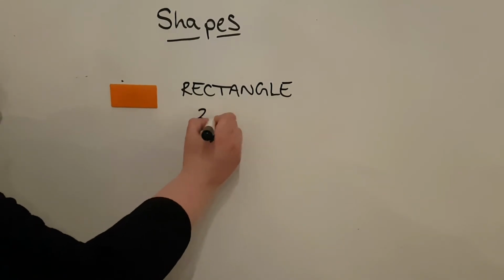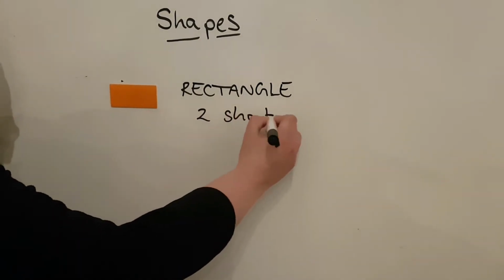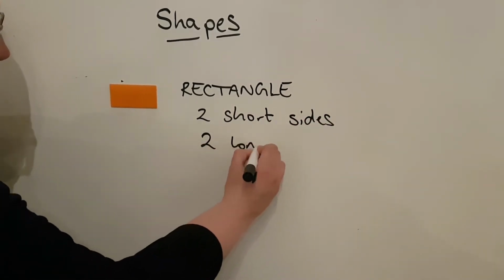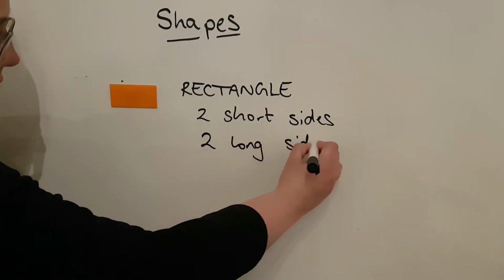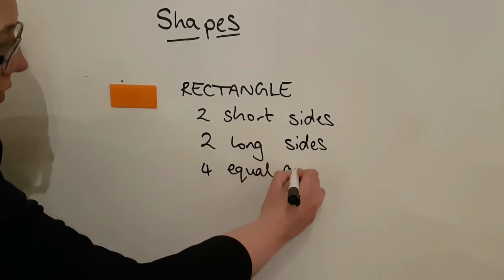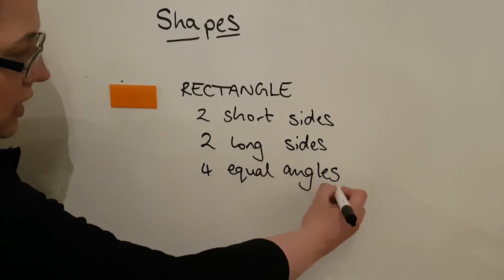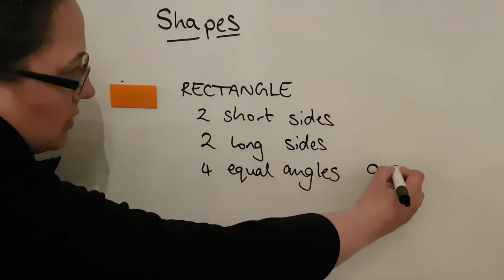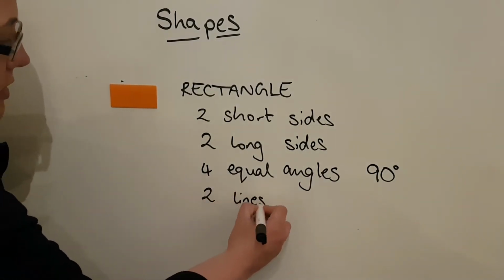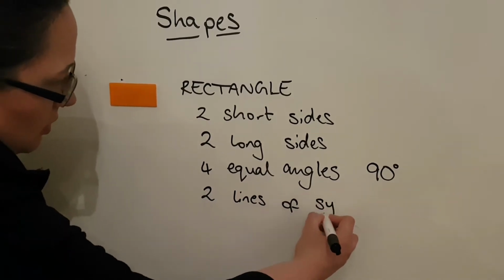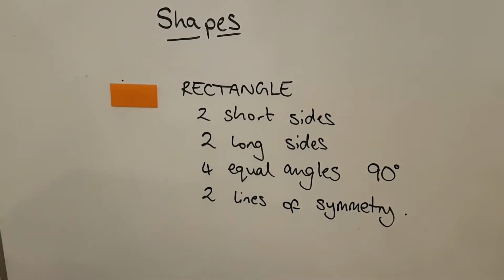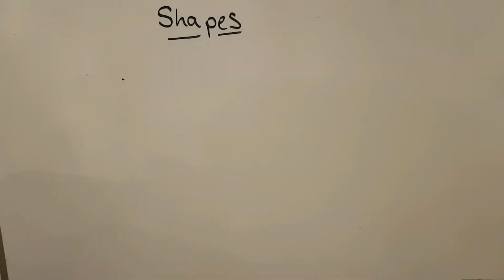And it has got 2 short sides, 2 long sides, 4 equal angles that, just like a square, are 90 degrees. And it's got 2 lines of symmetry. So some of the properties are the same as a square, most of them are not.